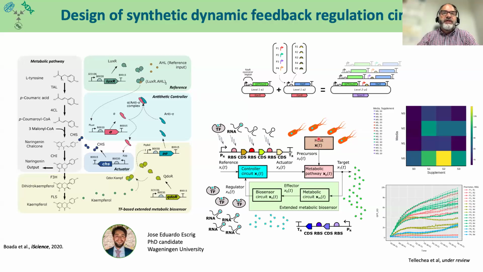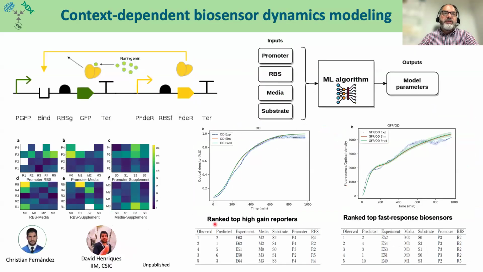One active field of our research now is to introduce these biosensors to regulate the pathway internally, so that when we move the strain into other conditions, for instance from the lab to the fermenter, the pathway is still robust and gives you the response you were trying to obtain. This is something that our PhD student, Jose Eduardo, is working on.